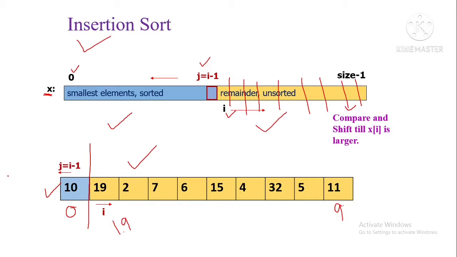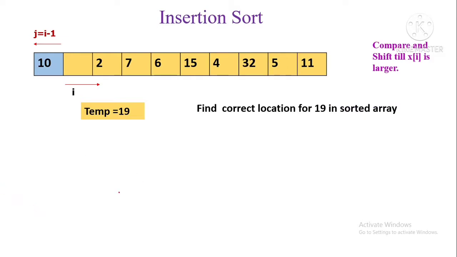For that I need the help of a temporary variable. Whichever element I choose from the unsorted array, first I will store it in a temporary variable, so that a hole is produced here. I will try to find a proper position for this 19 in my sorted array.